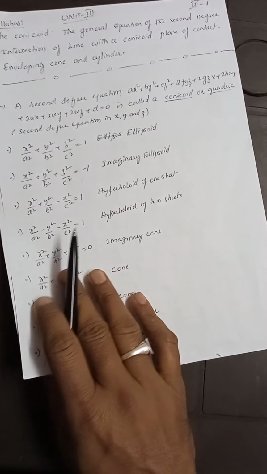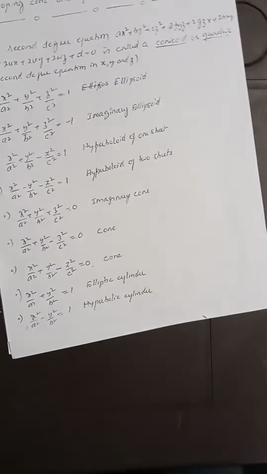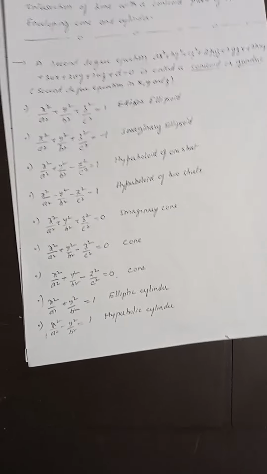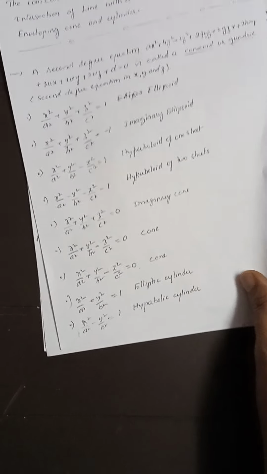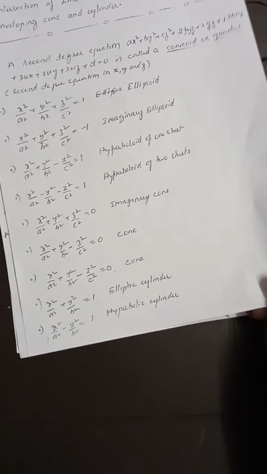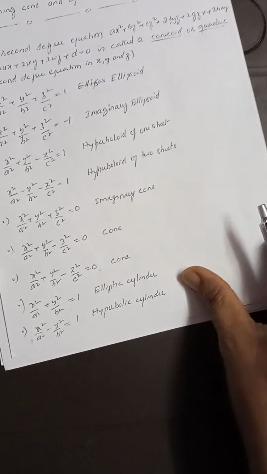Now these are examples of some surfaces. x²/a² + y²/b² + z²/c² = 1 is an ellipsoid. x²/a² + y²/b² + z²/c² = -1 is an imaginary ellipsoid. There is no need to memorize all these examples. Just remember the first one, the ellipsoid, the second, the imaginary ellipsoid, then the hyperboloid of one sheet and the hyperboloid of two sheets. Just remember these four equations only.